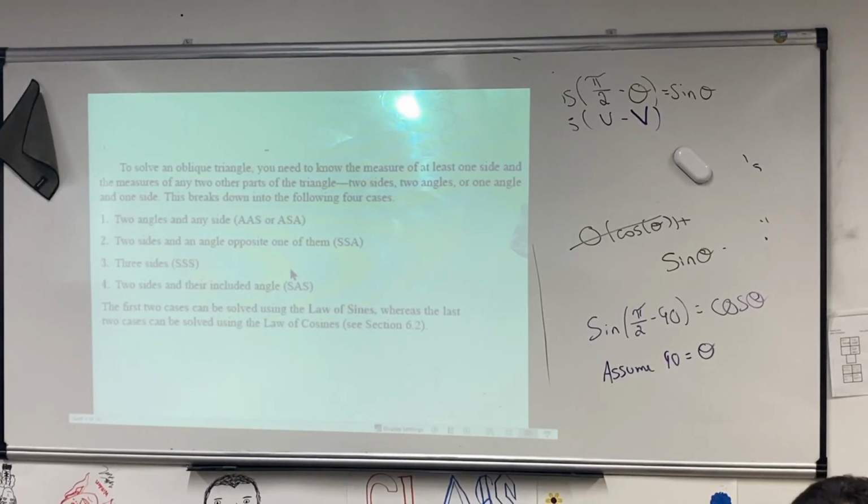You use the law of sines when you have more angles and sides known, or you have a bad word. And you use the law of cosines when you have a majority of your sides known.